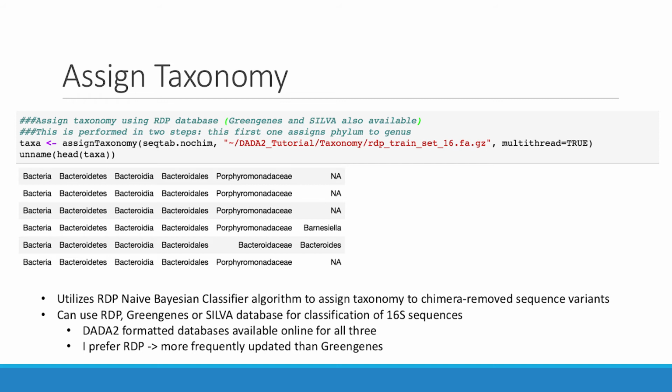So you pass it to this assign taxonomy command the chimera removed sequence table, and here you specify the file path to the particular database that you want to use. What this command does is it uses an RDP naive Bayesian classifier algorithm to assign taxonomy. Even though it has RDP in the name, you don't have to use the RDP database. That's my personal preference, just because RDP is pretty well curated and pretty well updated. But DADA2 provides specially formatted databases for RDP, Greengenes, and Silva.